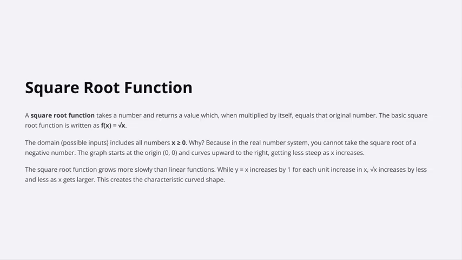In fact, the square root function grows more slowly than linear functions like y = x, which increases by 1 for each step increase in x. The square root function's increase becomes smaller and smaller as x gets larger. This is what gives it that characteristic curved shape, distinguishing it from a straight line. So, understanding this helps us see how the square root function behaves and how it fits into the bigger picture of mathematical functions and their graphs.